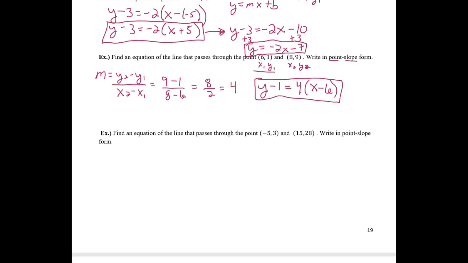But I could also use the other point. It doesn't matter which point you choose, they are both on the line. All I need is a point on the line and a slope. So I could also have chosen to do y minus 9 equals 4 times x minus 8. These are equivalent. If I solved both of these for y, I'd end up with the same slope-intercept form. So either one of these is an acceptable answer if you're asked to leave it in point slope form. Why don't you try the next one?